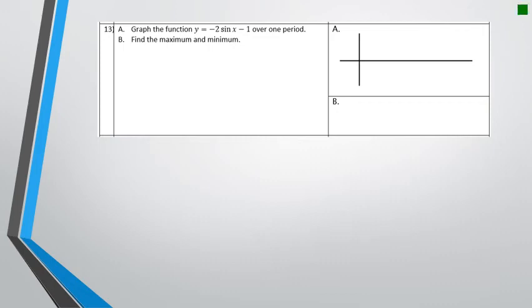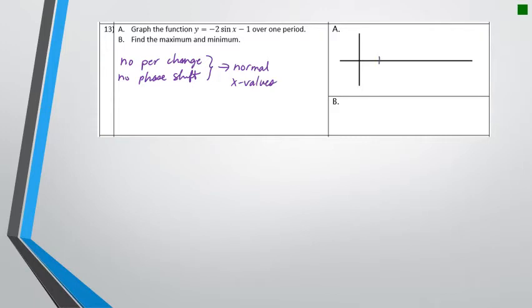We're going to graph this function over one period, and then part B is going to ask us to find the maximum and the minimum. So the first thing I notice is that there is no period change, and there is also no phase shift. Since these two things did not change, that means that I'm going to use my normal x values.